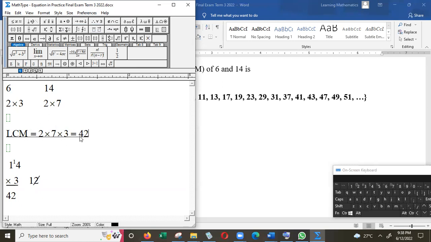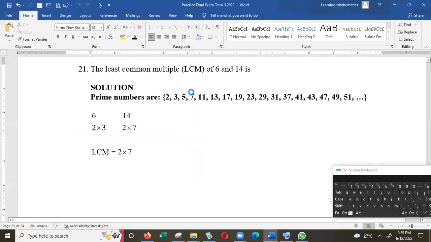6 can go into 42 7 times. 6 7s are 42, and 14 can go into 42 3 times. So the least common multiple of 6 and 14 is 42.